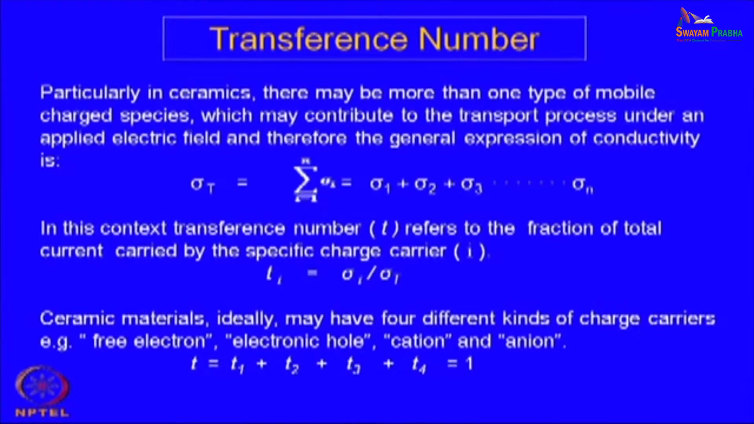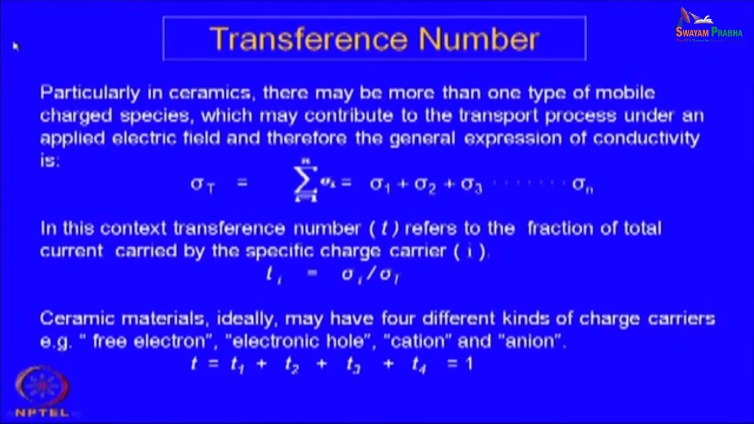So, there are in general 4 types of charge carriers one can anticipate, and these are free electron, free hole, cation and anion. So, particularly in ionic solids or ceramics in general, the total t is t1 plus t2 plus t3 plus t4, which will be equal to 1, provided there are only 4 charge carriers.